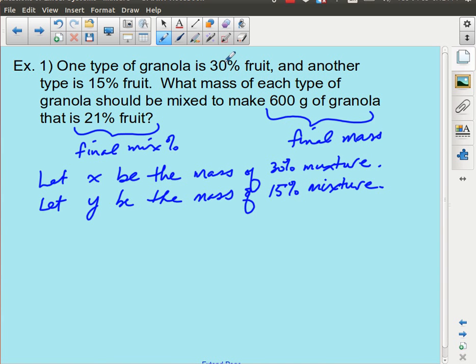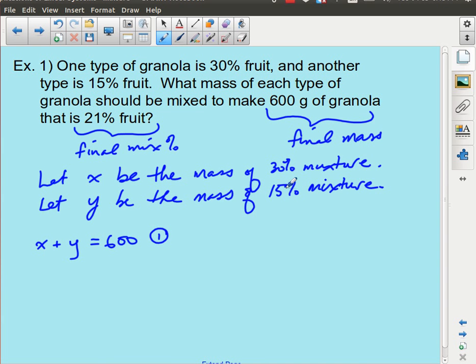So I've got some 30%, that's x, some 15%, that's y. I'm going to add those together to create 600 grams total. That's the final mass. So my first equation falls out of that very readily: the mass of 30% mixture plus the mass of 15% mixture has to add up together to be the final mass. Equation number 1, and that's a nice simple equation to work with.